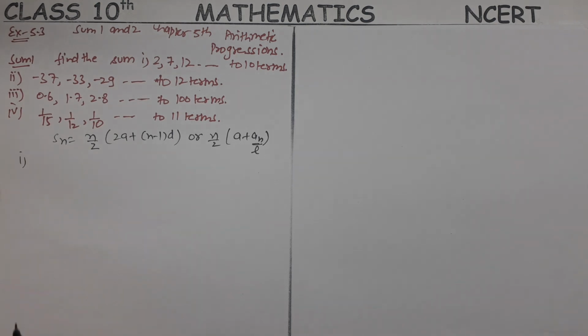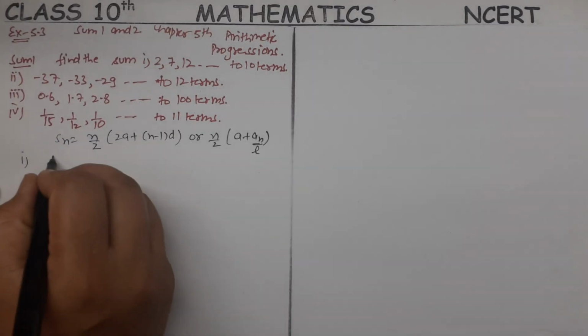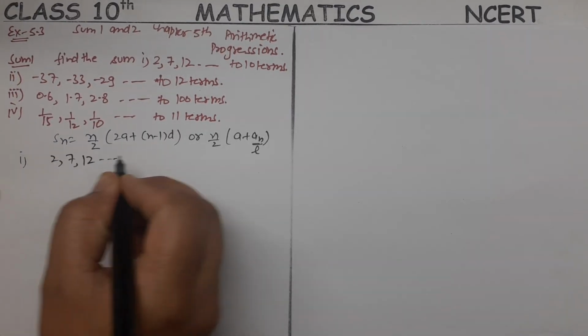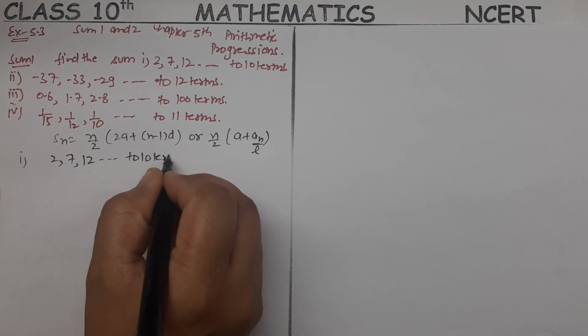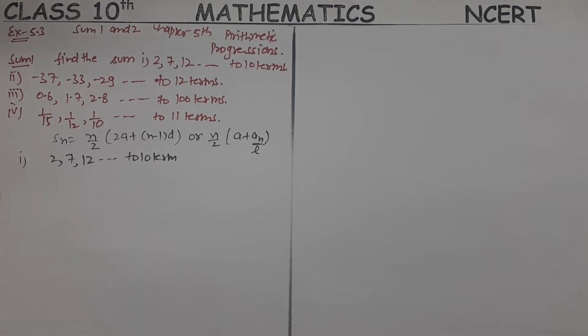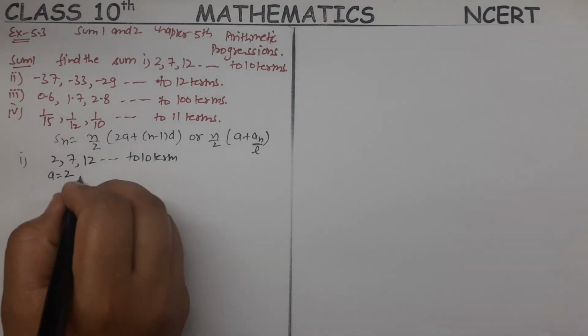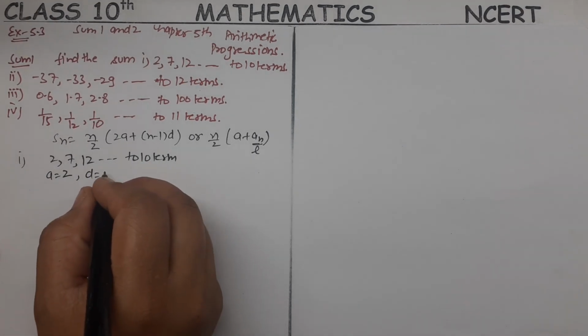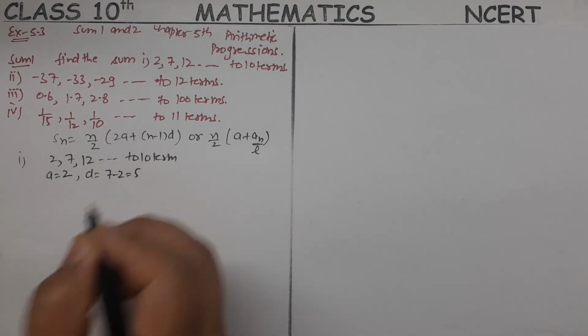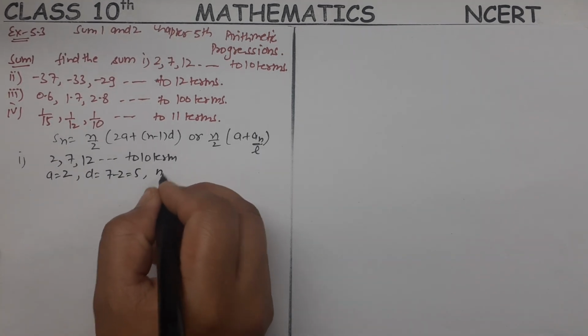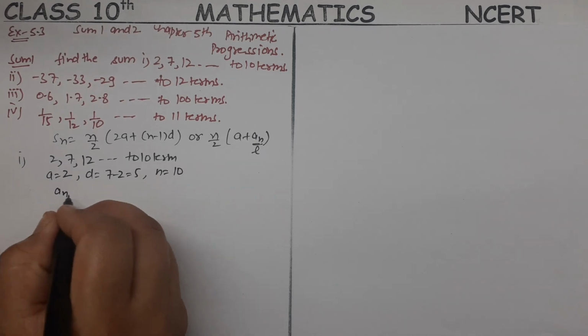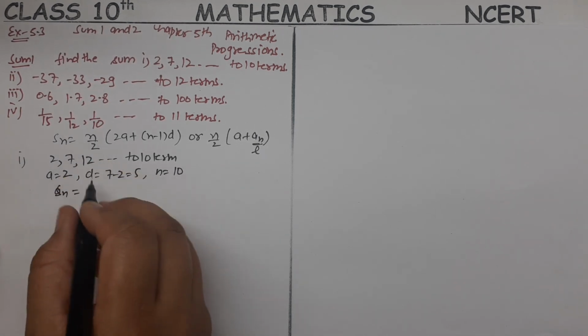Part first. AP 2, 7, 12 up to 10 terms. A is 2, d is 7 minus 2, which is 5, and n is 10. Sn.